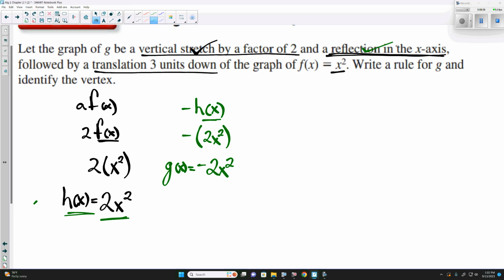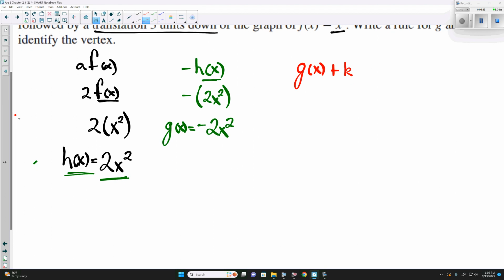So we have one more transformation, which is 2 units down, yes? So the 2 units down would be our g of x plus k. So we still have g of x. We need to plug in the value of k. Well, the value of k is 3. And it would be negative 3, minus 3, because we're going down. If we were going up, it would be plus 3.